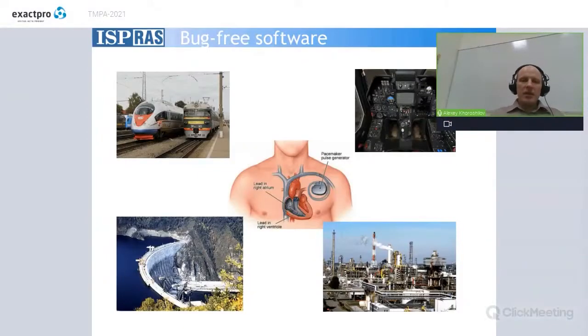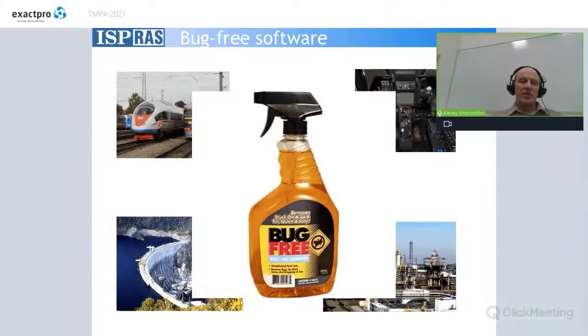There are many domains where software plays very important roles from security perspective, from safety perspective, and we definitely would like to have no bugs in such software. And sometimes we see an opinion that formal methods is a magical mathematical tool that can help us to achieve software that has no bugs.